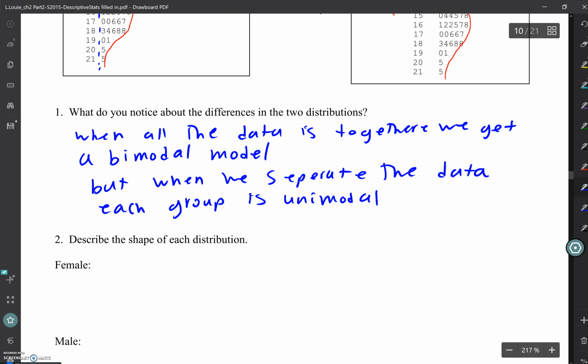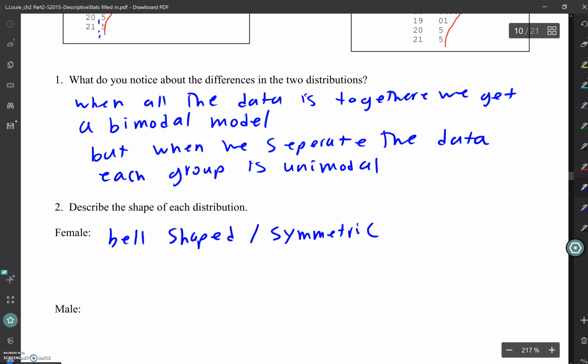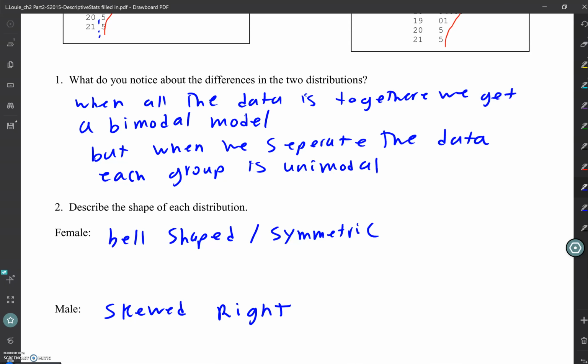All right, so the women are bell-shaped, or we can say symmetric. And the men are skewed, right? Or if you want to think about it as a positively skewed distribution. Other questions on that?